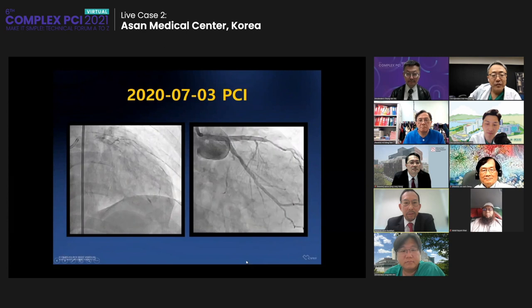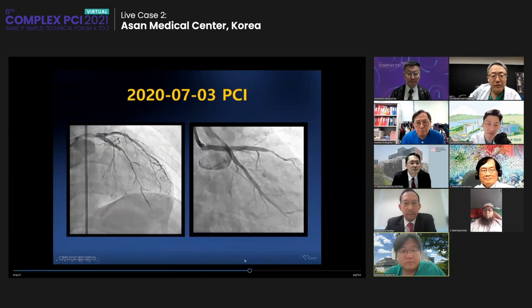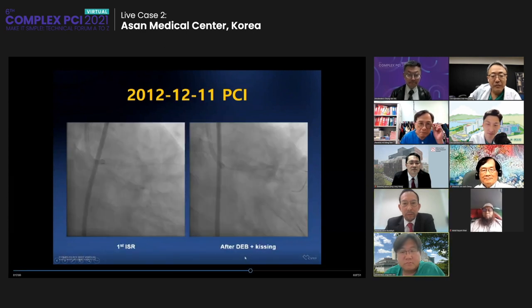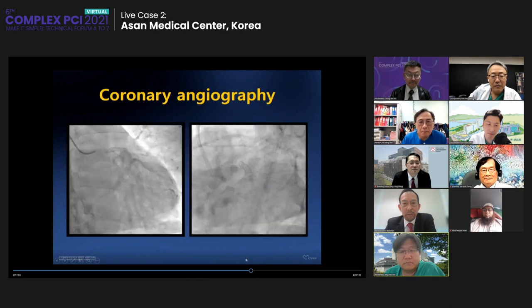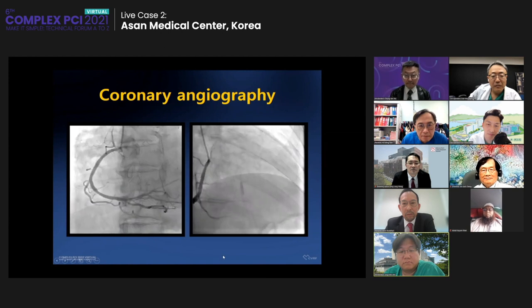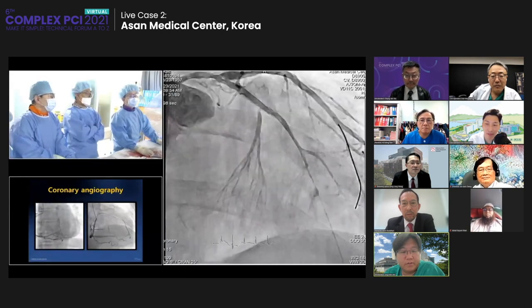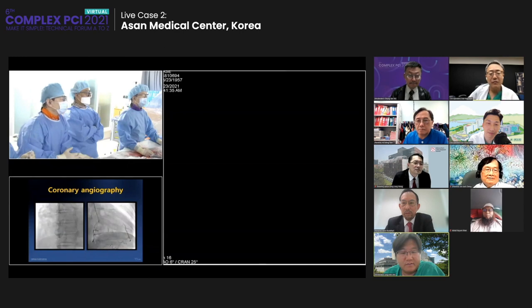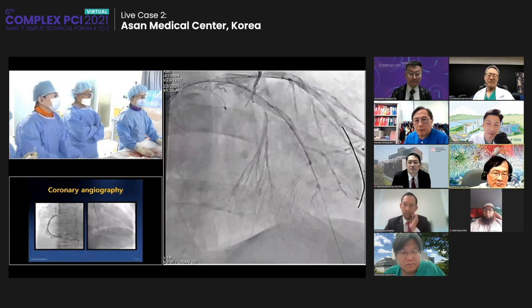Okay, you can see the collateral flow from the RCA. Can you please show it in the slide? Yes. Roger, would you take a picture again? Oh, we have to focus on the big vessel. Yeah, I think it may be helpful.